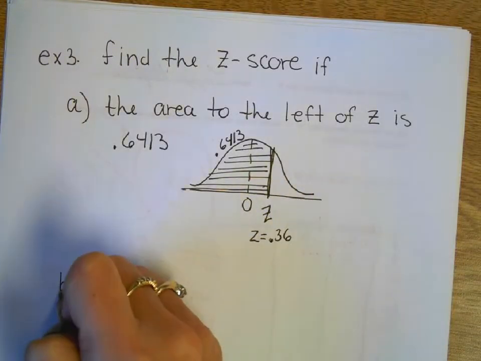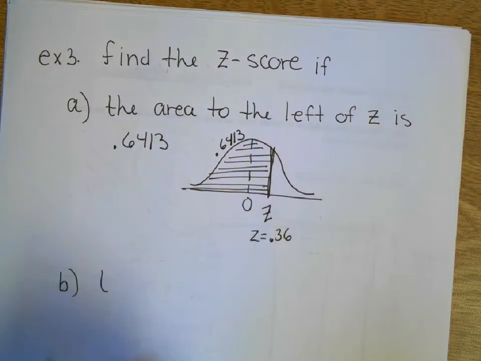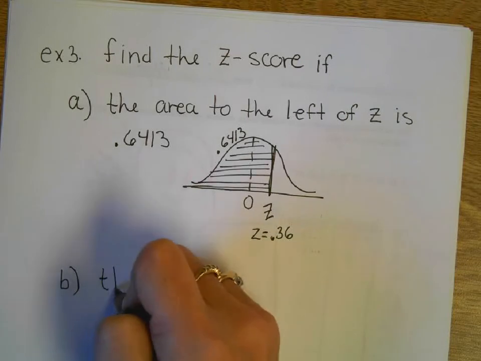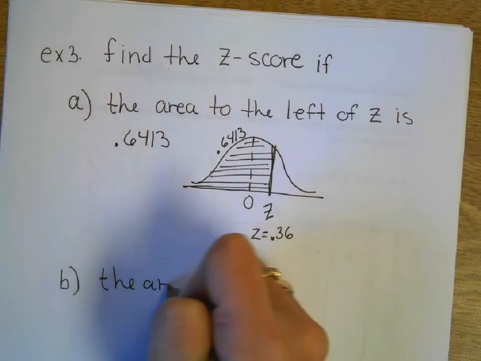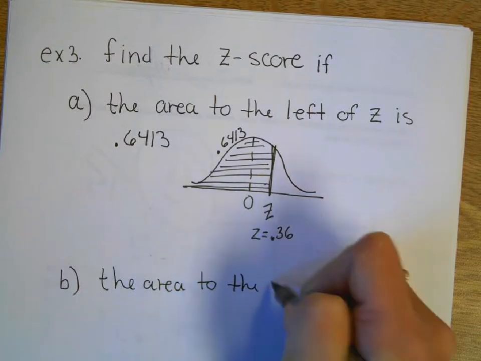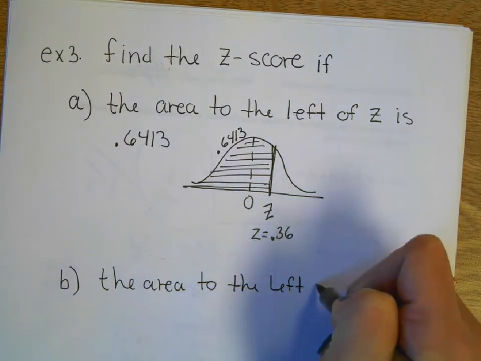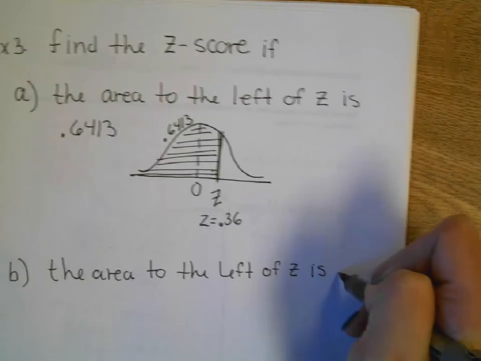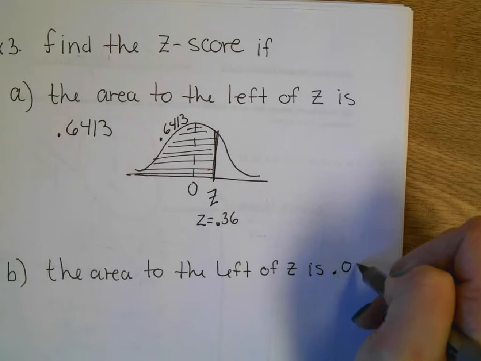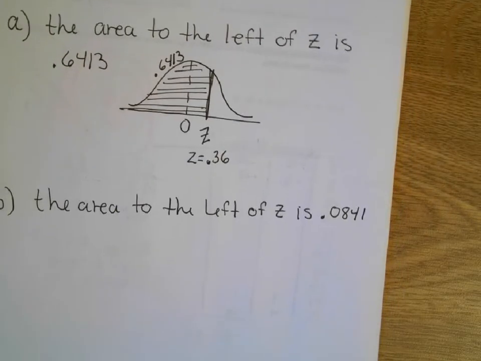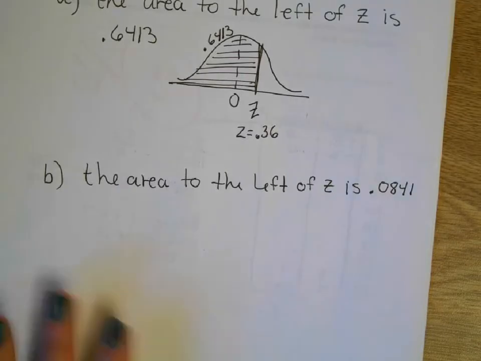Practice another one. So wait, if it's to the left, is it positive, but if it's to the right? Nope, I'll do another one. Okay. Positives are above, negatives are below. The area to the left of z is 0.0841.